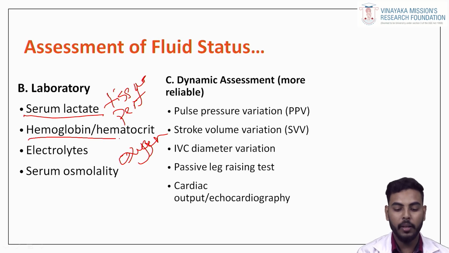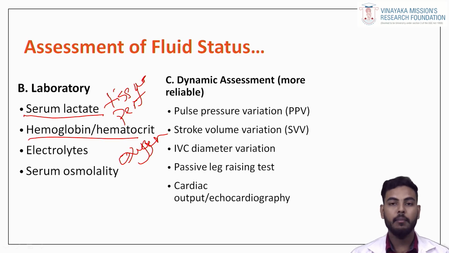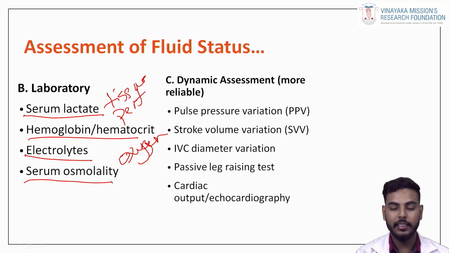Next is hemoglobin and hematocrit, that is hematocrit, packed cell volume and hemoglobin will be measured. Then electrolytes, mainly to measure electrolyte abnormalities. Then serum osmolality levels, that is serum sodium, serum potassium and calcium levels. These will also be measured under the laboratory.